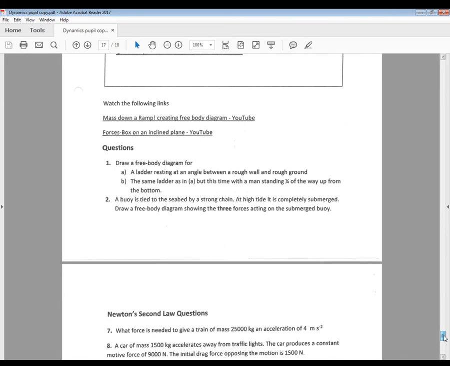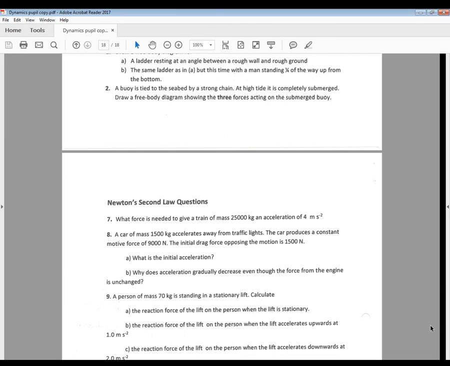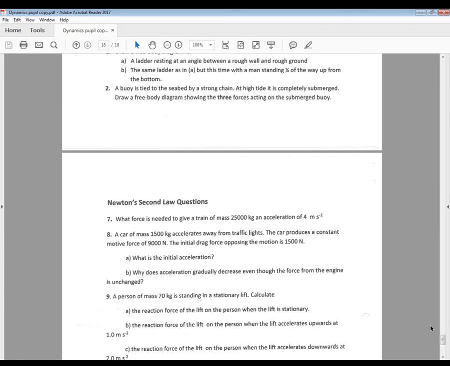And after that, there's a few more F equals ma or F equals (mv minus mu) over t questions that I'd like you to try, please. And then I will publish my scribbles, my answers, later on in this lesson.